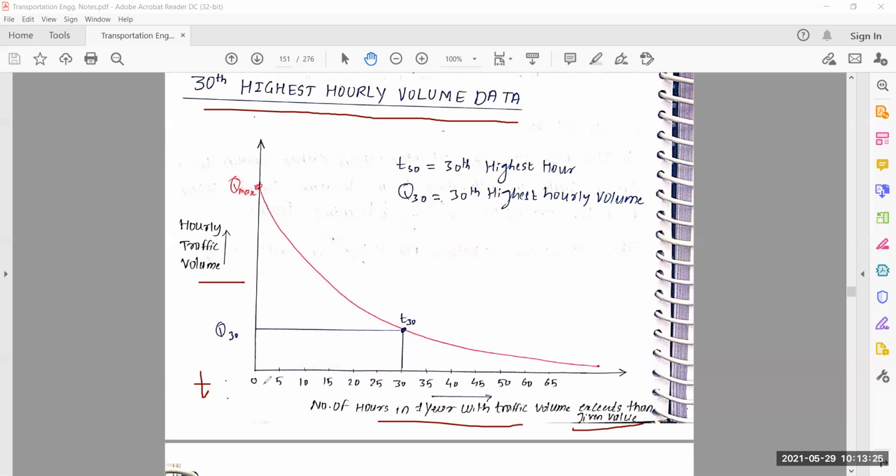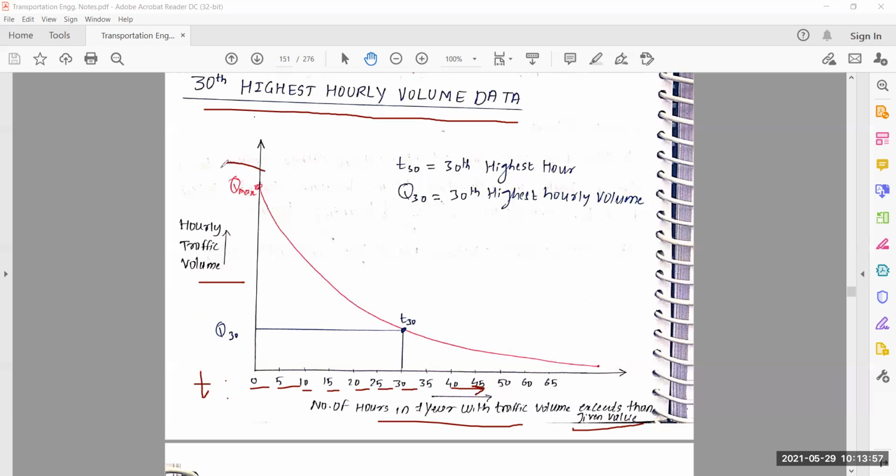Time is 0 hour, time is 5 hour, time is 10 hour, time is 15 hour, 20, 25, 30 and so on. These are our time scales in hours. So basically, 30th highest hourly volume data is a graphical method, and in that graphical method we plot hourly traffic volume on y-axis and number of hours in 1 year with traffic volume exceeding the given value on x-axis. So we plot that graph.